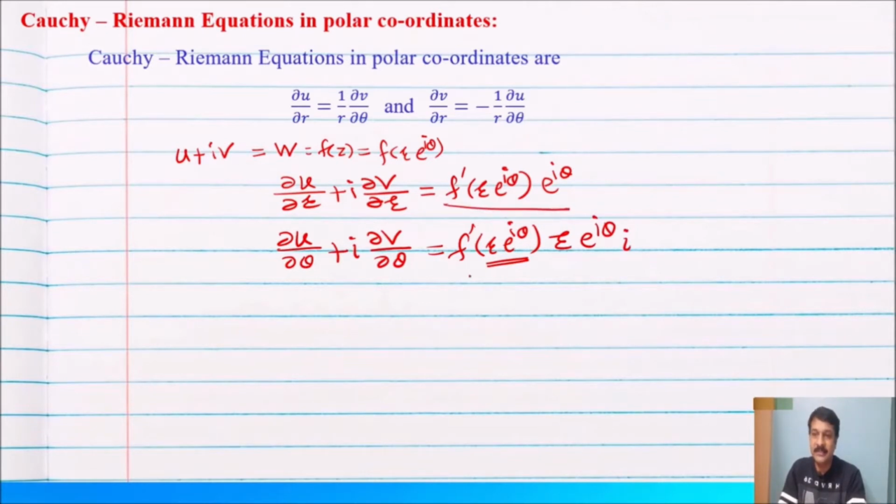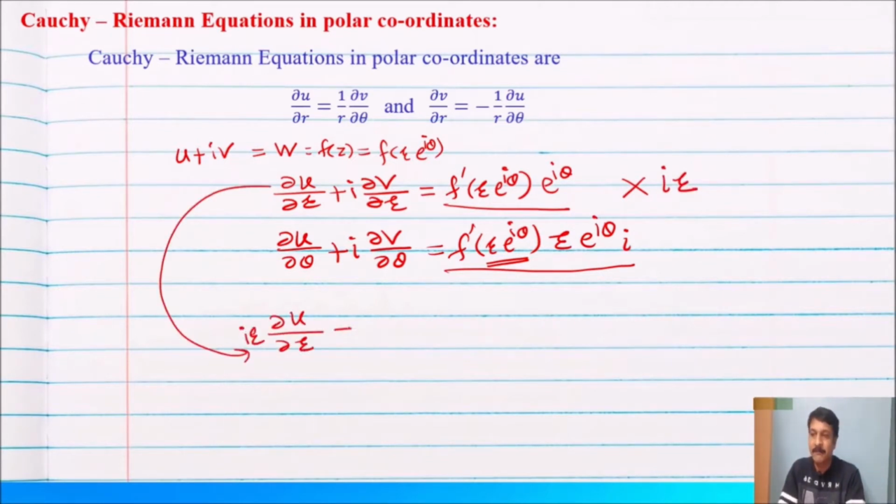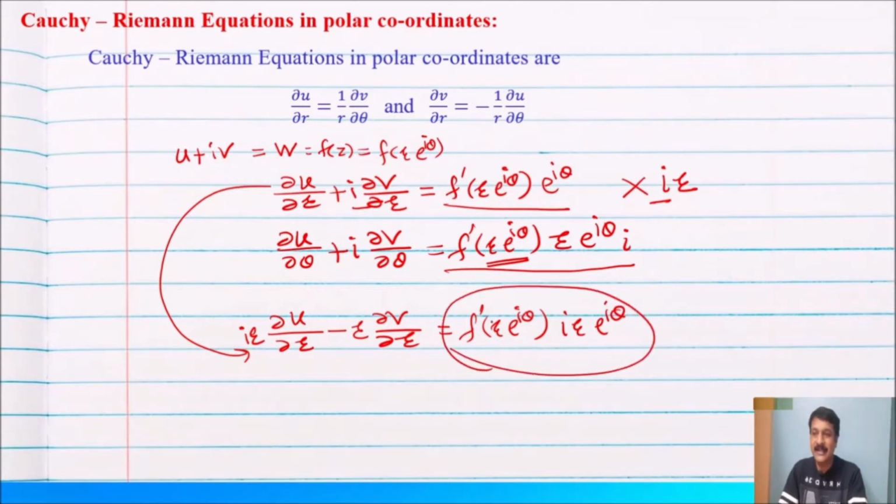Just equate these two. If I multiply the first with i r, it becomes ∂u/∂r times i r minus r ∂v/∂r, because i times i is i squared, that is minus 1. And that is equal to f'(r e^(iθ)) times i r e^(iθ). So you can see that the right-hand sides of both equations are the same. Therefore the left-hand sides are also the same.